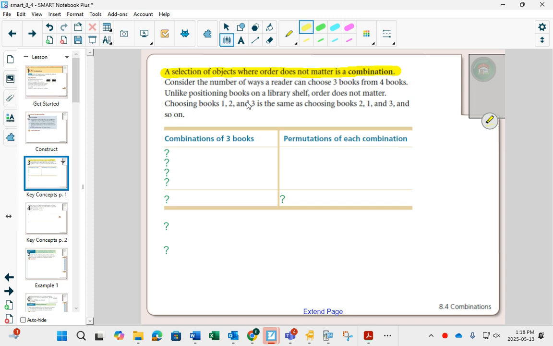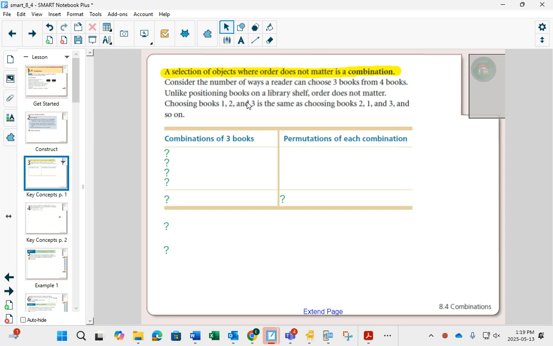So the example that they have here is looking at a way a person can choose 3 books of 4. Maybe there's a grand prize, and the grand prize is you get to win 3 books. Super exciting grand prize, right? And you get to choose from 4 books that they have.